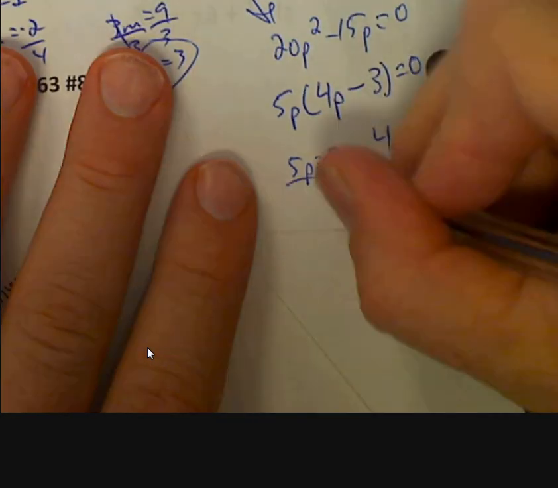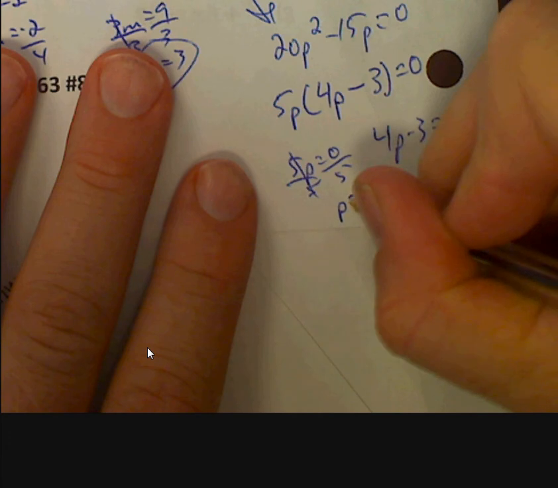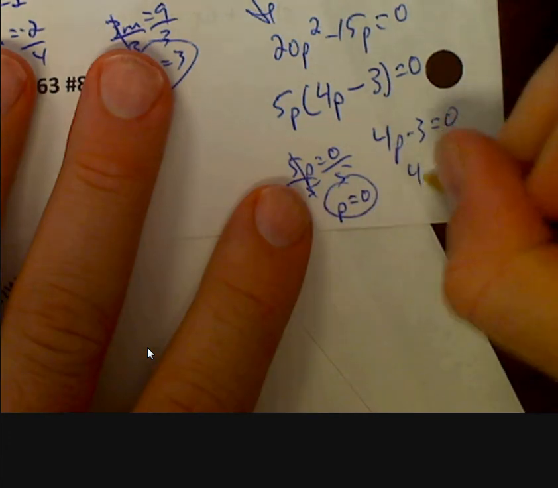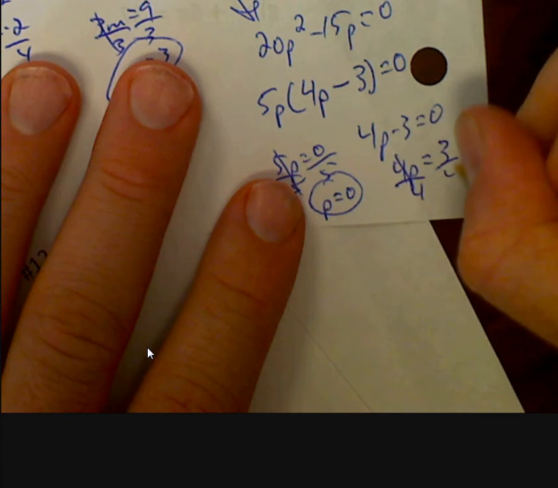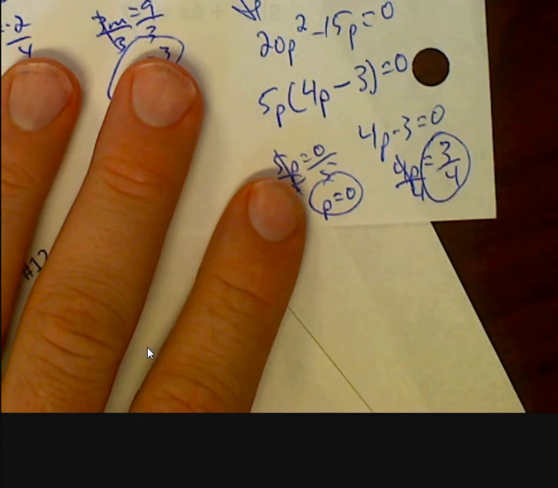So divide by 5, p equals 0. Add 3, so that's 4p equals 3. Divide by 4, and I get p is 3 over 4.